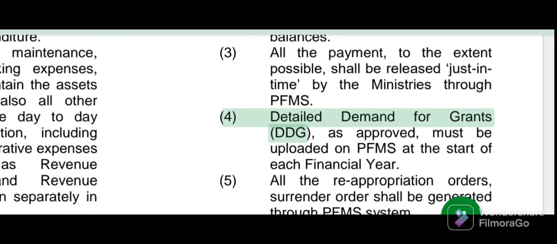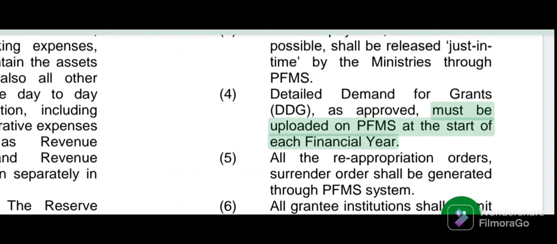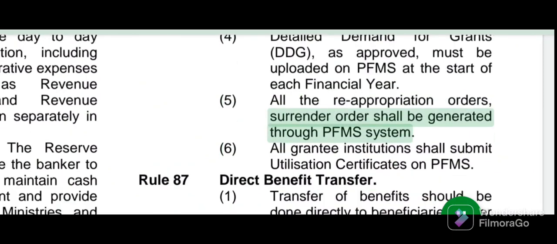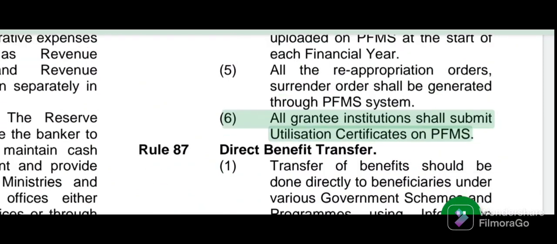4. Detailed demand for grants (DDG) as approved, must be uploaded on PFMS at the start of each financial year. 5. All the reappropriation orders, surrender orders shall be generated through PFMS system. 6. All grantee institutions shall submit utilization certificates on PFMS.